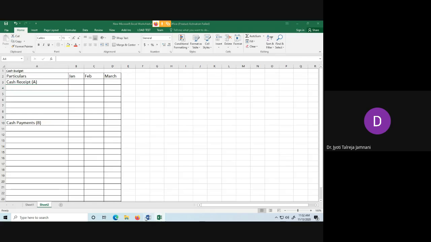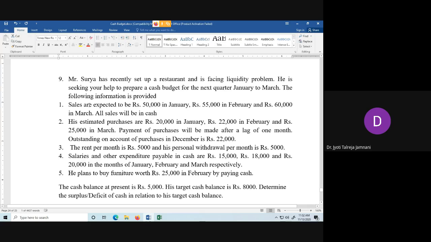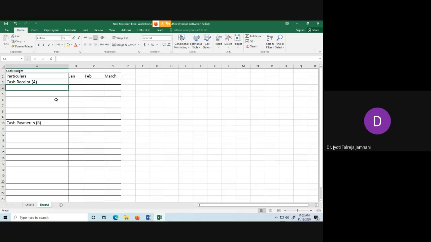So let's now solve the problem of Mr. Surya's liquidity problem. Sales are expected to be rupees 50,000 in Jan, 55 in Feb and 60 in March. All sales will be in cash. So all the sales are cash sales, which means we have to take sales as it is, as the figures are given for each of the months of Jan, Feb and March. So let's take 50, 55 and 60. Here all the sales are on cash, so 100% of sales are on cash.